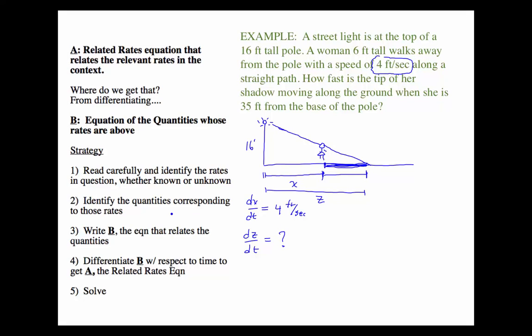So then, step 2, what are the quantities corresponding to these rates? We've already picked the symbols. What are they? So this was step 1. Step 2, we have x is her distance from the light pole. I highly recommend that you write out what your variables mean. When you get involved with lots of variables and lots of algebra, you know exactly what your variables are representing. And then z is the distance of the shadow tip from the pole.